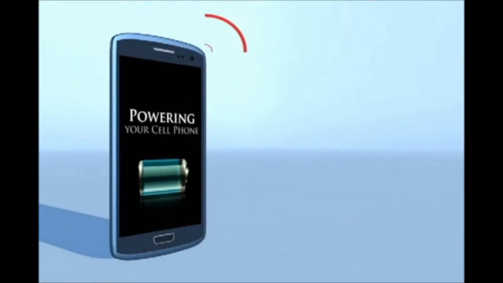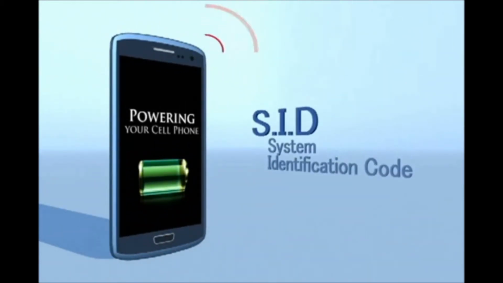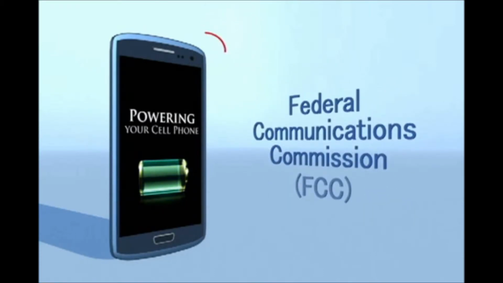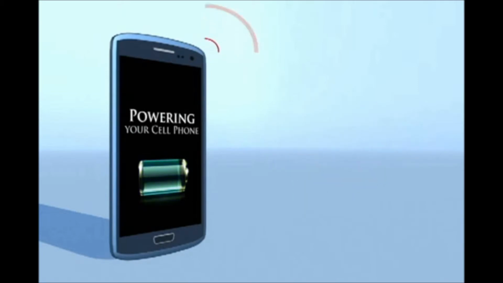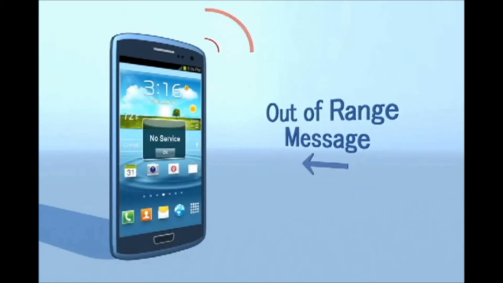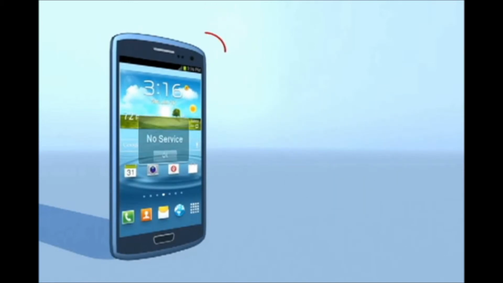When you first power up the phone, it listens for an SID on the control channel. The SID is the System Identification Code, a unique 5-digit number that is assigned to each carrier by the Federal Communications Commission. If the phone cannot find any control channels to listen to, it knows it is out of range and displays a no service message.